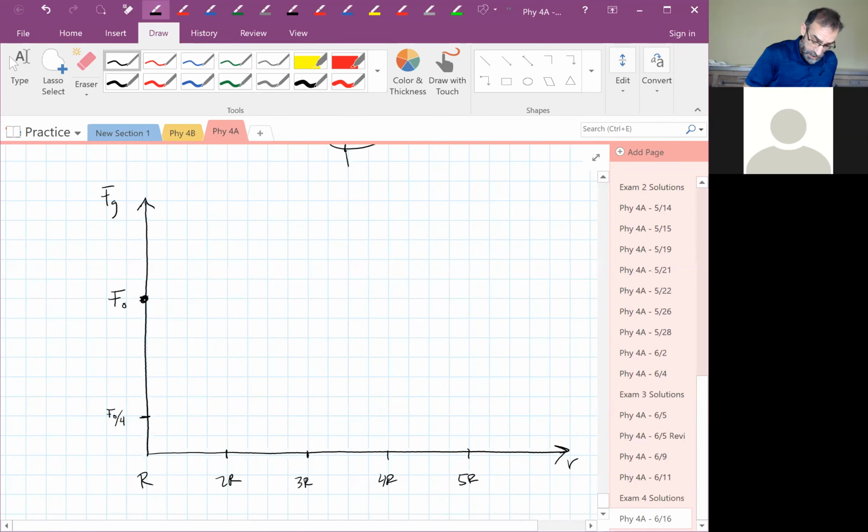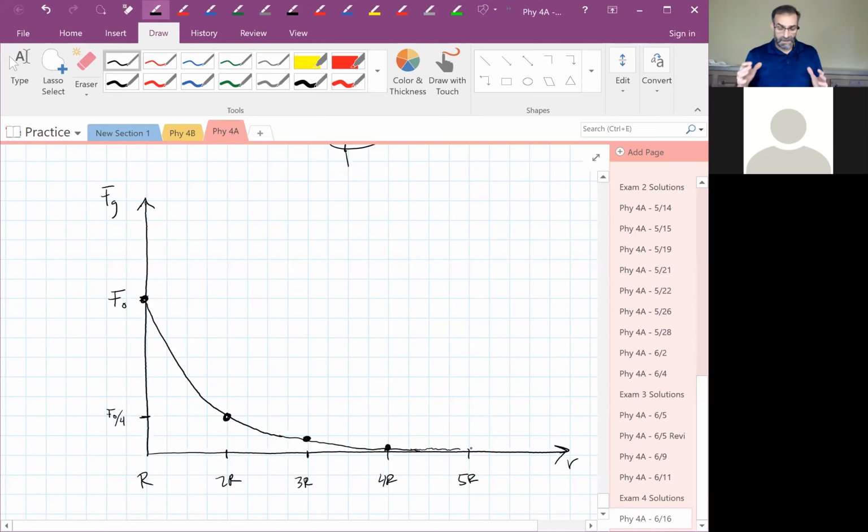So if we started out here, now we're here, right? And if we triple the distance, we're 1/9. 1/9 is about there. And if we go 4 times the distance, we're 1/16, right? Right about there. This is hard for me to draw, but this just eventually becomes smaller and smaller and smaller, right?